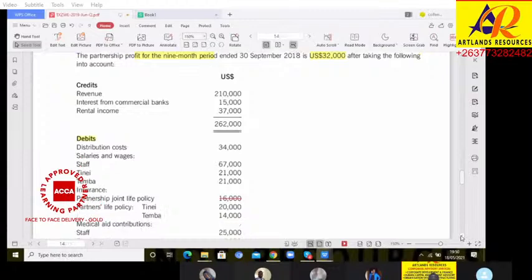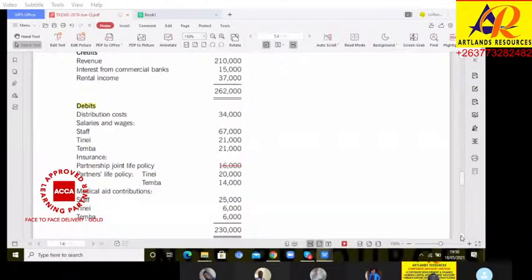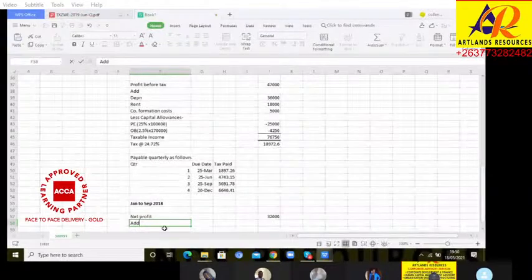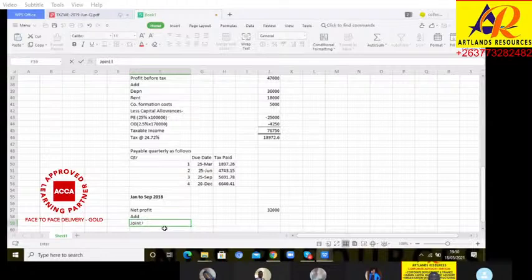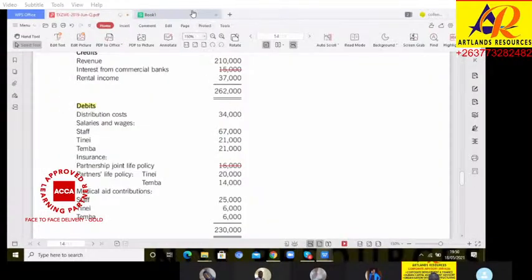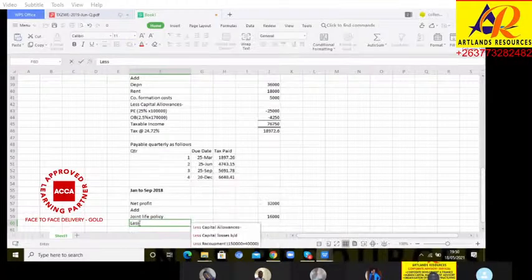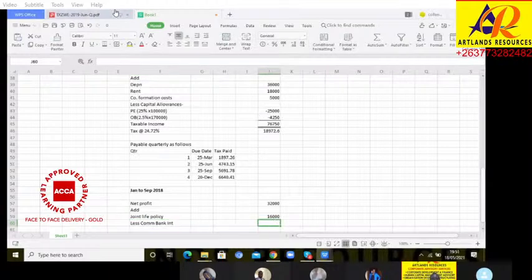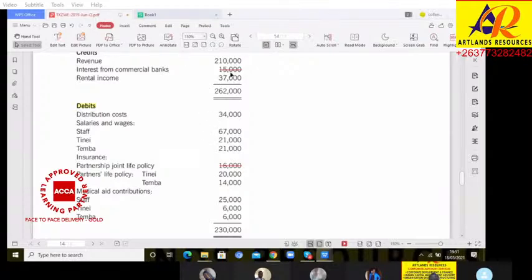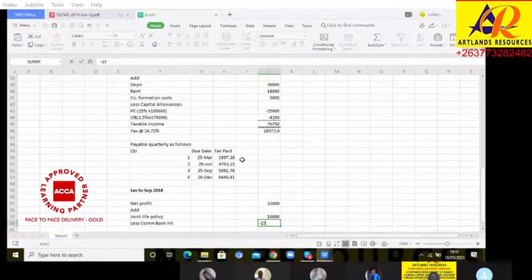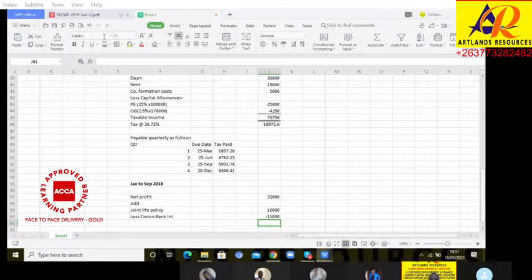Now there is the joint life policy. But there is also interest from a commercial bank. Local bank interest is net of tax. So we do not add the joint life policy. Joint life policy, the 16,000. We said it is a prohibited deduction. Then you say less commercial bank interest, because the net interest is without the resource. Less commercial bank interest 15,000. You can go super fast.